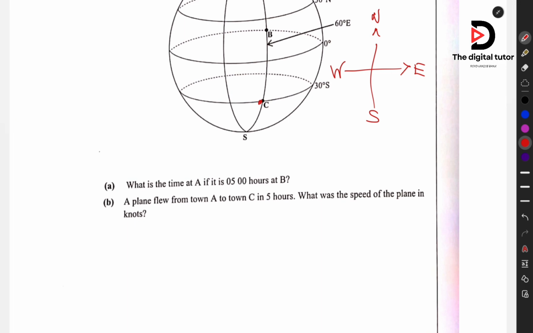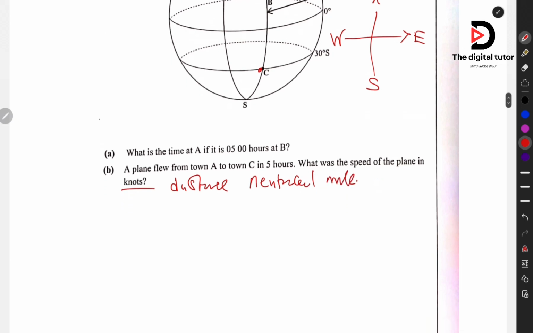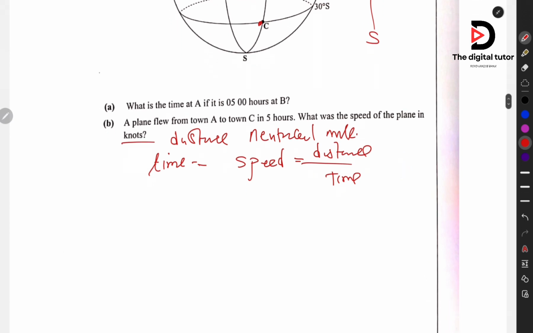Now they're asking us what is the speed of the plane in knots. So immediately you see knots, just know that the distance is in nautical miles. And to find the distance in nautical miles, what do we have in this question? We only have time. For us to find speed, we need distance and of course time. Time we already have, but we do not have distance. So we start by finding distance. How do we find distance?